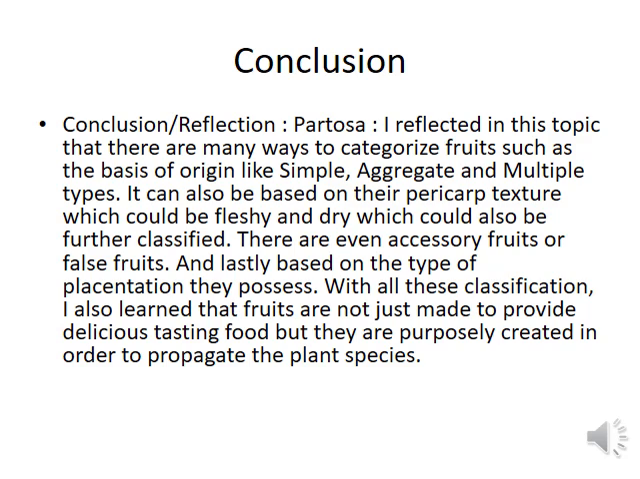So I conclude in this topic that there are many ways to categorize fruits, such as on the basis of their origins, such as simple, aggregate, and multiple. These are the types. It can also be based on their pericarp textures, such as fleshy and dry, which can also be further classified. There are even accessory fruits or false fruits. And lastly, based on the type of presentation they possess. With all this classification, I also learned that fruits are not just made to provide delicious tasting food, but they are purposely created in order to propagate the plant species.